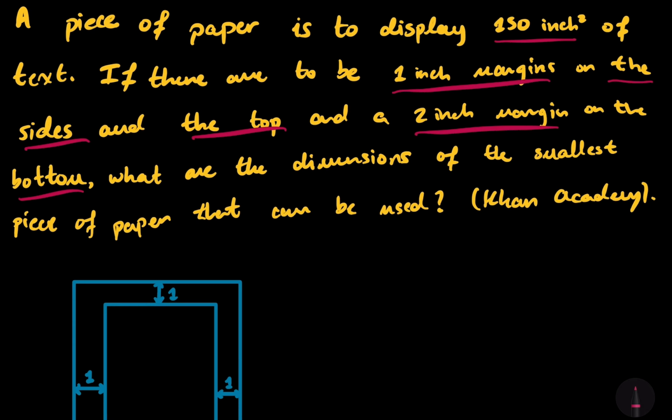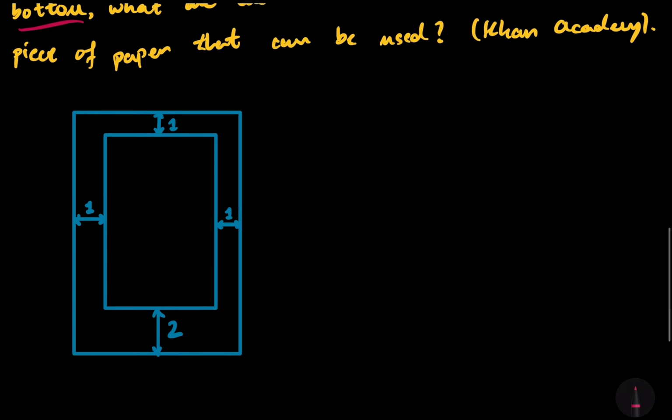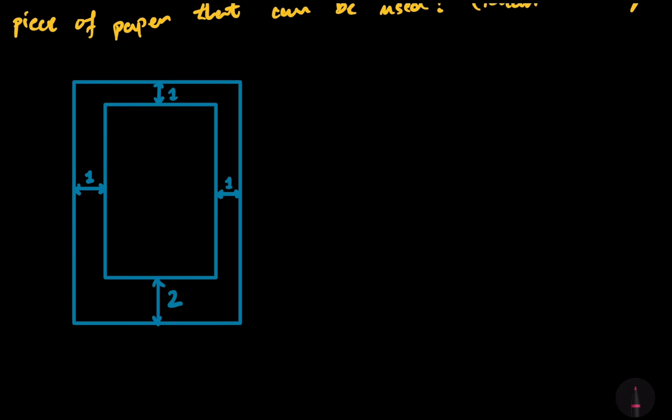And so I kind of went ahead and drew out a sketch of what the situation may look like. So we have this piece of paper over here. We have the 1-inch margins on the sides. We have a 1-inch margin on top. I didn't include the units, obviously. Then we have a 2-inch margin down at the bottom, of course not drawn to scale. And so essentially, what we can do over here is we're going to try to create a function. We're going to try to optimize that function or minimize it in order to determine the dimensions of the smallest piece of paper.